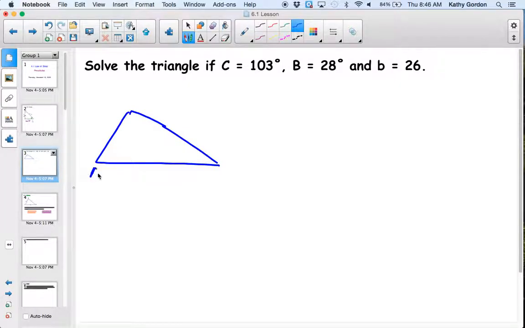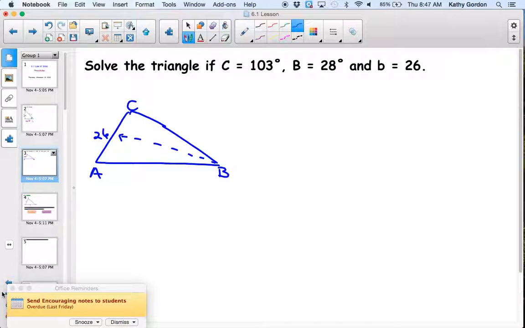I can label my vertices pretty much any way I want to. So A, B, and C. But the key is that the side with the same letter has to be opposite the angle. So if I want side B to be 26, I have to go opposite of angle B and make this one the 26. Okay? So side A is going to be here, and side C is going to be here.